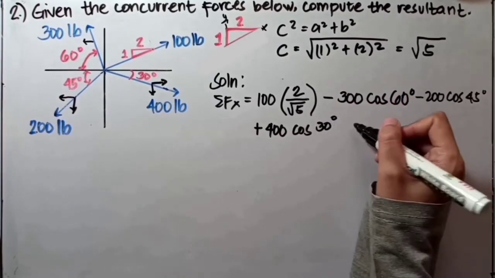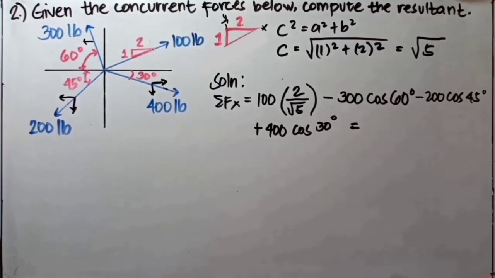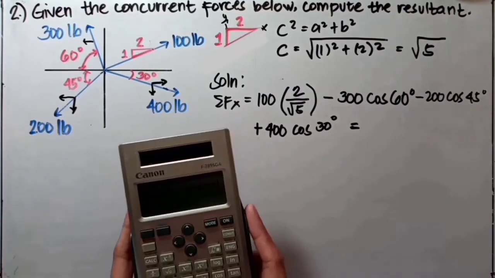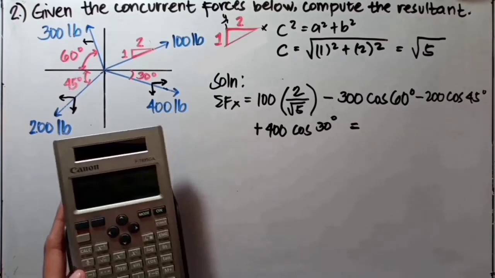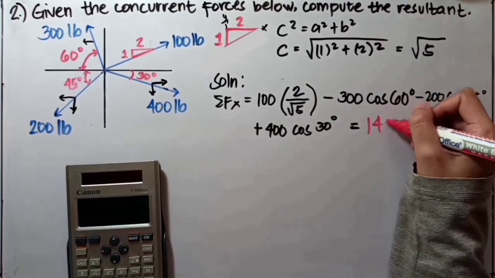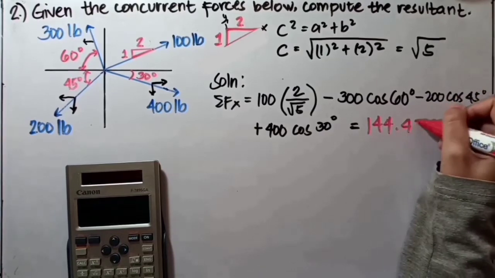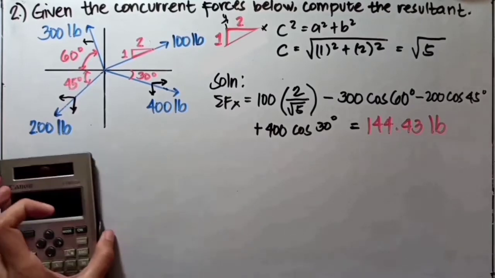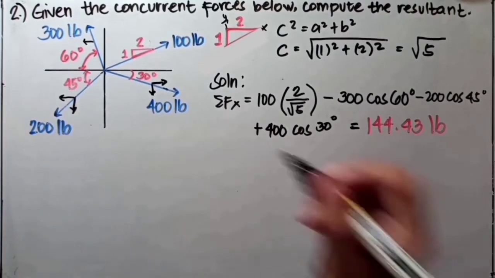So, pwede na nating i-calculate tong summation forces x natin. Ang answer is 144.43 pounds. So, gagamit lang tayo ng 2 decimal places. So, arrive tayo sa answer ng 144.43 pounds for summation forces x. And next is the summation forces y.